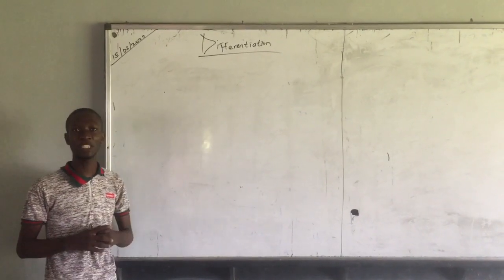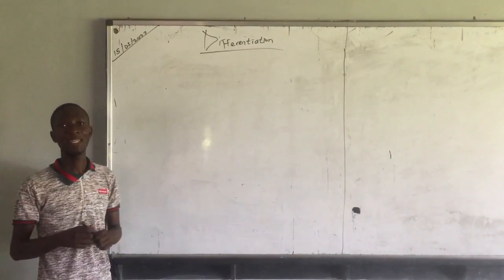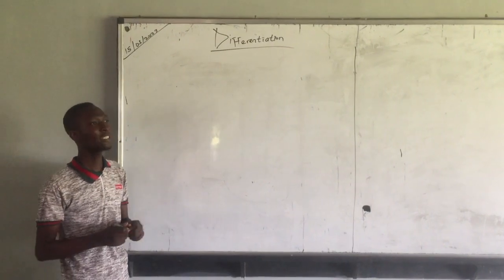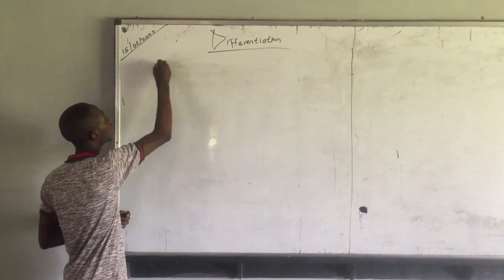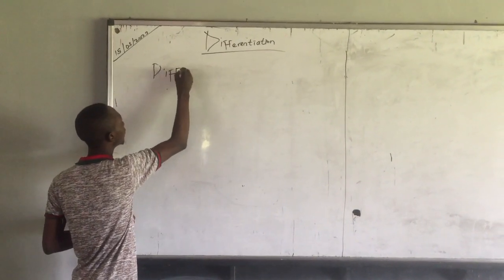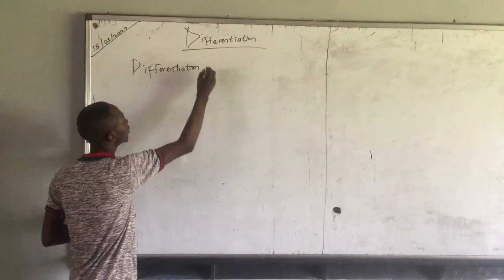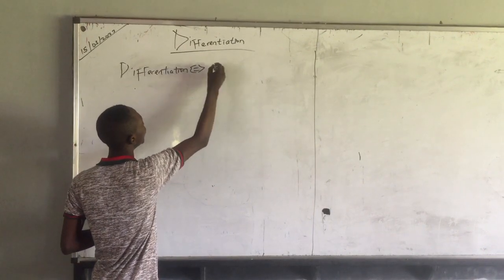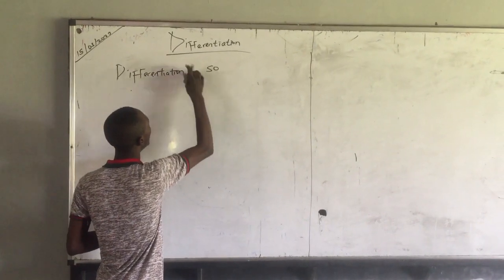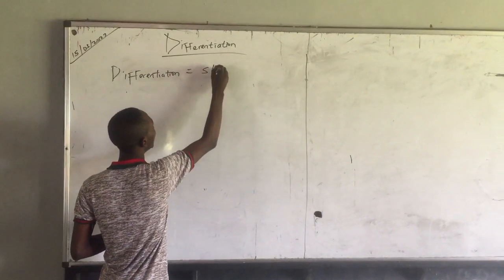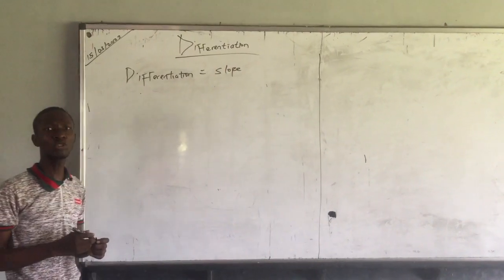So we'll be doing differentiation today. Now, what is differentiation? Differentiation is also called slope. Differentiation is also called what? Slope. Let me put equal to, so that differentiation is the same thing as slope.